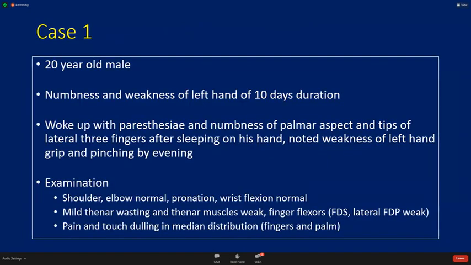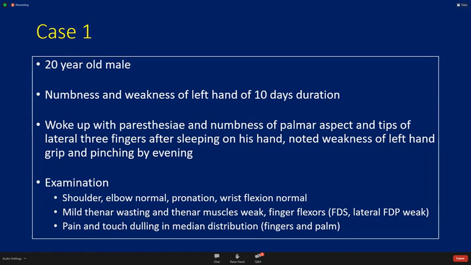We'll just briefly look at one case. This is a 20-year-old male who presented with numbness and weakness of left hand, which started acutely. He woke up with paresthesia and numbness of the hand, including the palmar aspect and tips of the lateral 3 fingers. He told that he was sleeping on his hand, and when he woke up, he had this numbness as well as a difficulty with pinching and gripping with his left hand. Now, this is more consistent with an acute neuropathy, which can be an acute compressive neuropathy or an acute neuropathy due to some other etiology like a vasculitis.